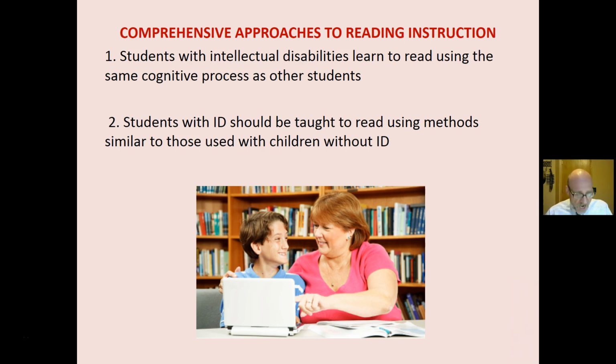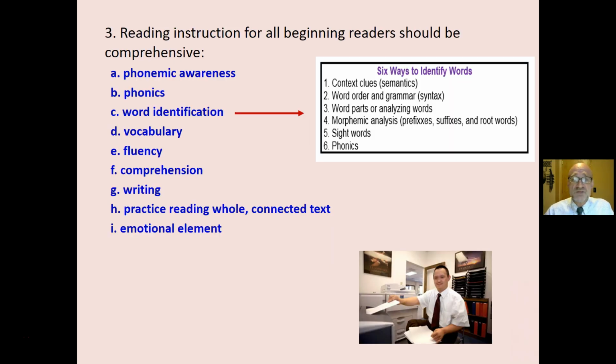It should be comprehensive. Students with intellectual disabilities learn to read using the same cognitive processes as other students. This is not a different species. These are human beings. So students with intellectual disabilities should be taught to read using methods similar to other students. The difference is in kind, not in degree. It should be comprehensive, contextual, and focus on creating meaning with print.